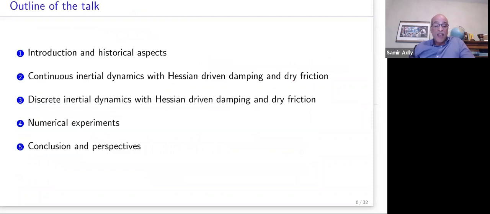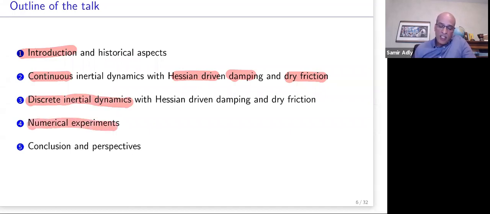So let's get started. This is the outline of the talk. After this small introduction, I will introduce the continuous dynamic. It means the inertial dynamic when we have both Hessian-driven damping and dry friction. After that, since we are interested in algorithms in optimization, I will introduce the discrete inertial dynamic. Okay, it's the temporal discretization of this dynamic. And we give some numerical experiments to test this kind of algorithms. Okay, at the end, I will give some conclusion and some perspectives.